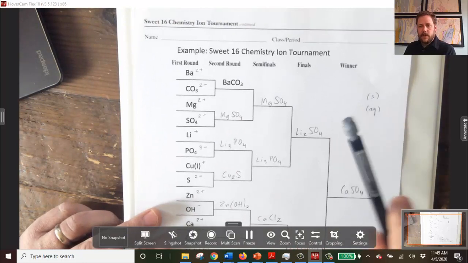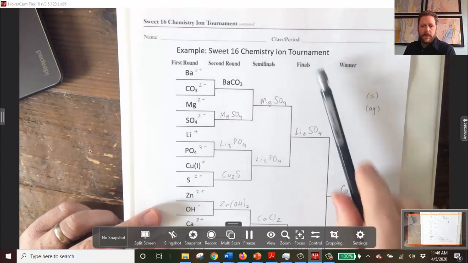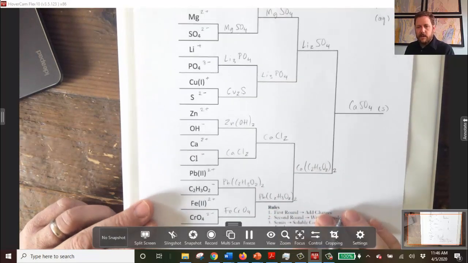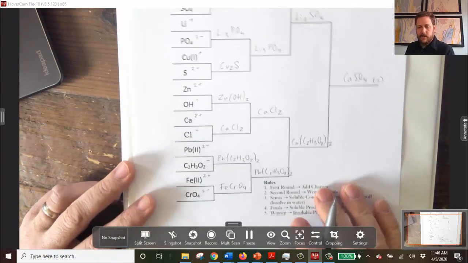So we're going to look at another one of these as an assignment which has the same kinds of rules but different ions and different compounds, but you can look back at this video to remember how those rules were applied.